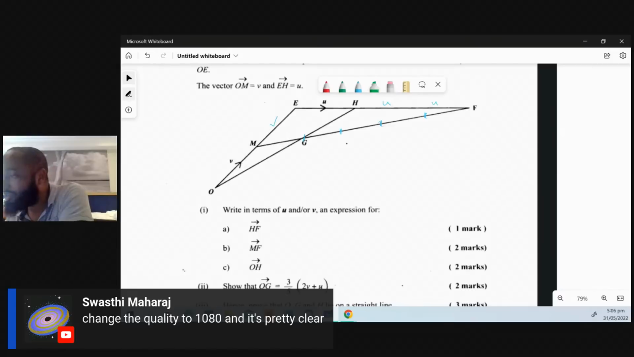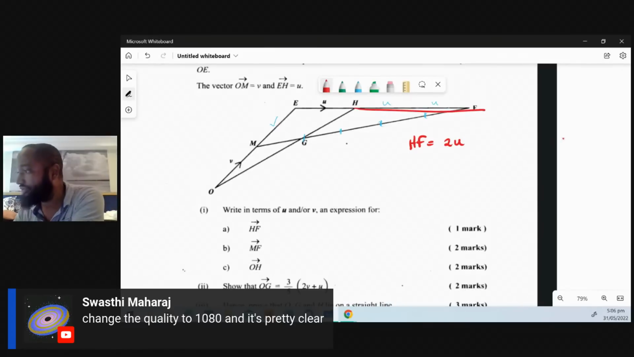Right, in terms of U and V, an expression for HF. HF? This is easy. HF must be 2 U's. Right? We already established that. HF, because there are 3 U's here. MF is a V, because this is MF, but we had to take the alternate route. That's how vectors is with these kinds of vectors. So we go V and U.